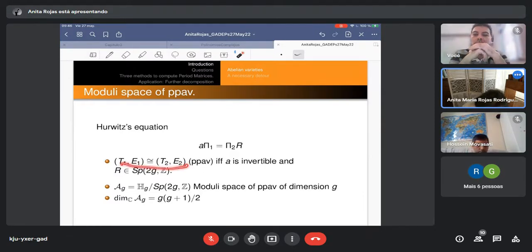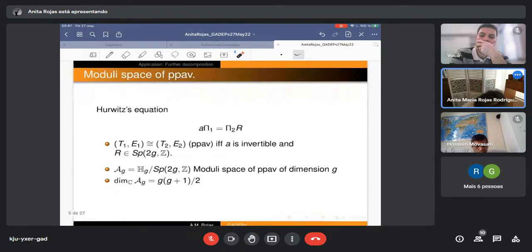Moreover, this isogeny has a finite kernel, so it is an isomorphism if and only if both matrices are invertible, and this matrix lives in the symplectic group. Okay. I am dealing here with principally polarized abelian varieties. I recall that that means that the D matrix is just the identity. Okay, so all the elementary divisors of the polarization are one.